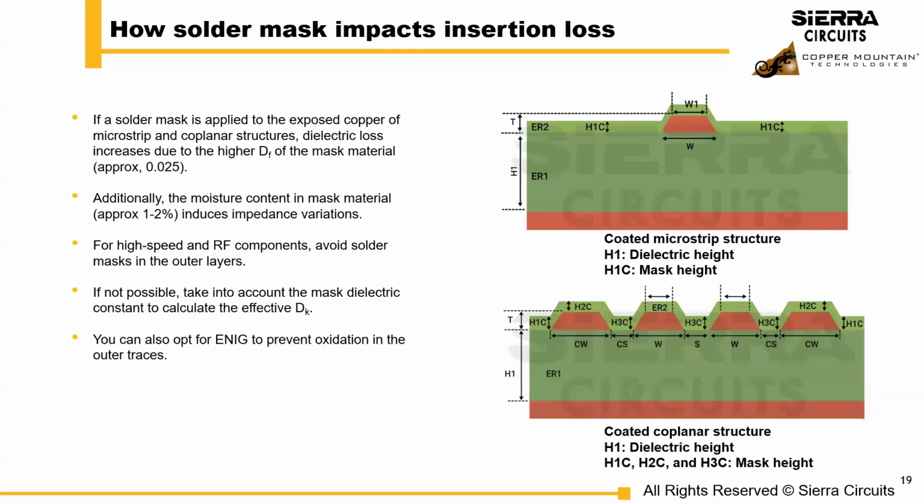Also something to be aware of is how solder mask can affect your insertion loss. So the strip line structure is buried between the substrates, hence it doesn't experience much signal degradation due to solder mask. However, microstrip and coplanar structures have exposed signal traces in the outer layers, and if you coat the exposed copper with a mask, some fields will also pass through the coating, and the dielectric loss will increase as the coating material's dissipation factor is approximately 0.025. So for high speed and RF components, avoid solder mask if possible. If this is not possible, consider the solder mask dielectric constant to calculate your effective dielectric constant.